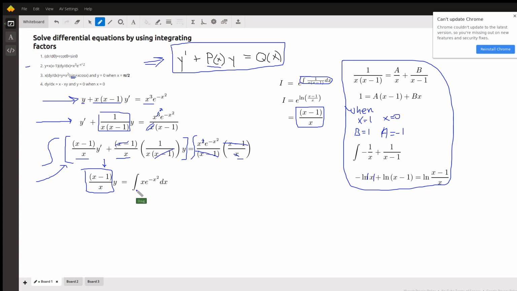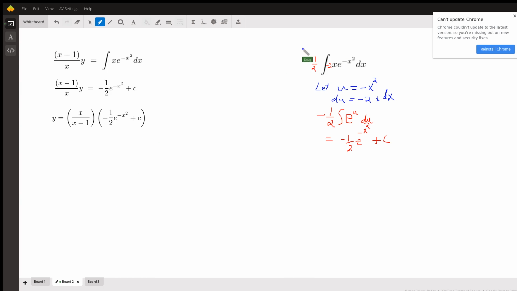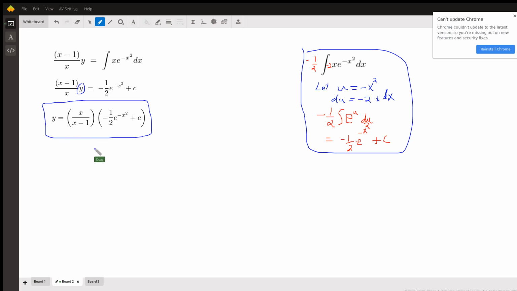So we have to find the antiderivative of x e to the minus x squared, which I've done over here. This is just simple u substitution. And we get minus 1/2 e to the minus x squared plus c. That's what this is. Now to get y by itself, I divide both sides by this integrating factor, or multiply both sides by the reciprocal of the integrating factor. And there's your answer right there. That's a general solution for the original differential equation.